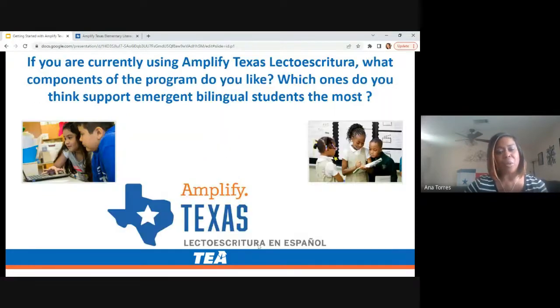One question that I want you to be thinking of before we begin: if you are currently using Amplify Texas Lectoescritura, what are some components of the program that you like? And also, which ones do you think support emerging bilingual students the most?